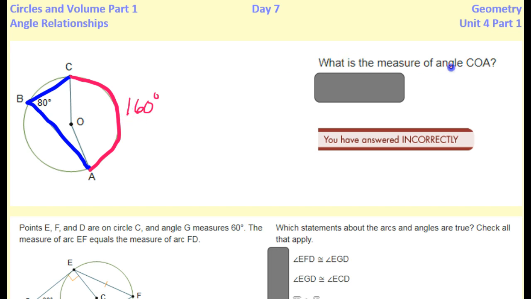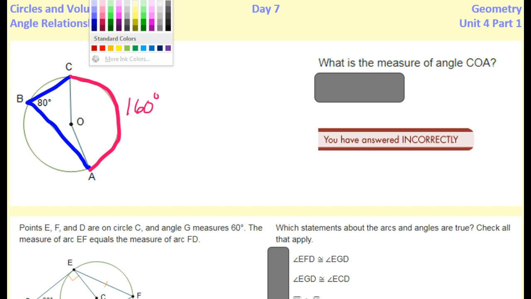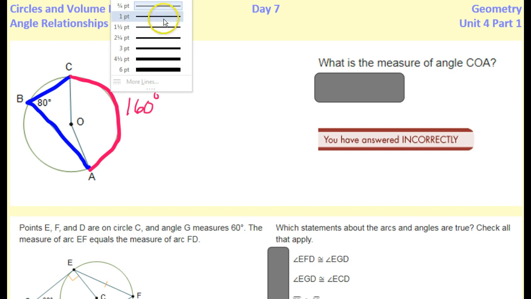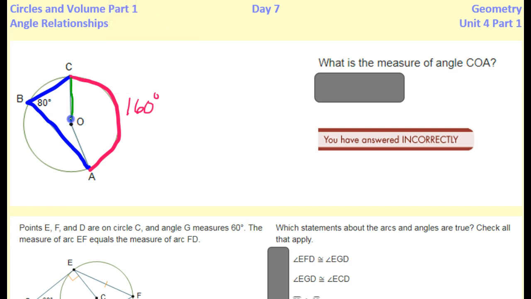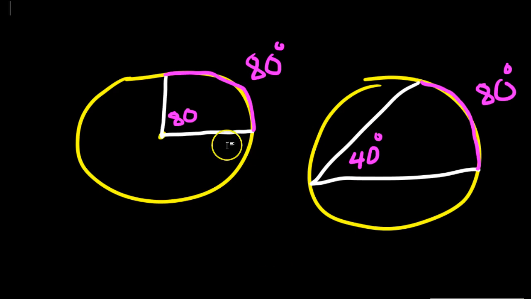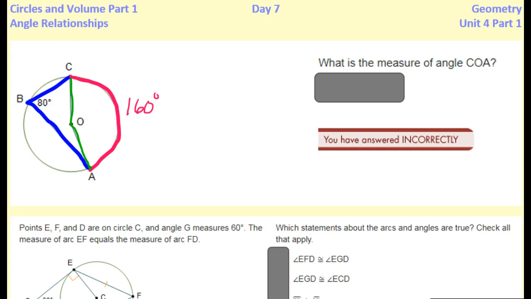Now we're supposed to find the measure of angle COA. Well, angle COA is this angle right here. Angle COA is a central angle, so the angle and the arc should be equivalent. That means this central angle should be 160 degrees, just like the arc that we just found. So the answer should be 160. Kabam!